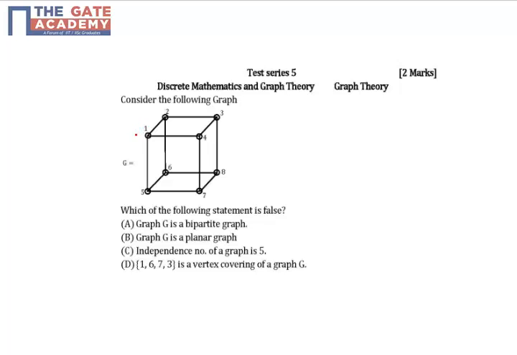So if we color vertex 1 with color blue, then vertex 2 with color red, then vertex 3 with color blue, vertex 4 red, vertex 5 red, vertex 6 blue, vertex 7 blue, and for vertex 8 red.